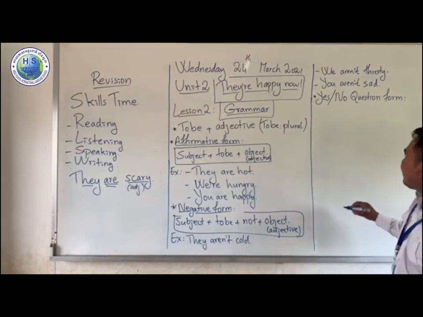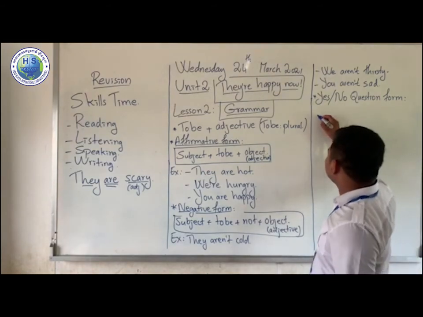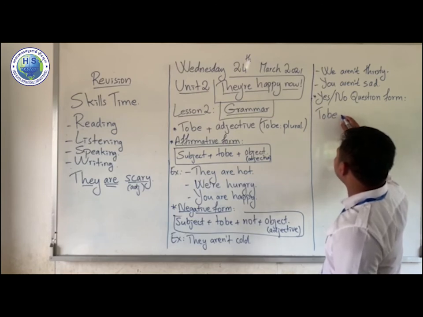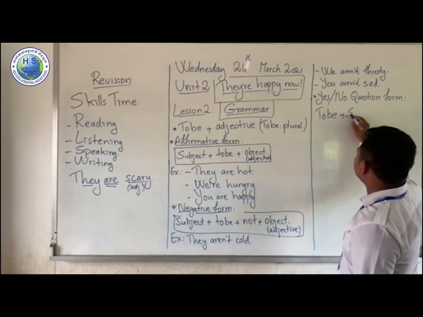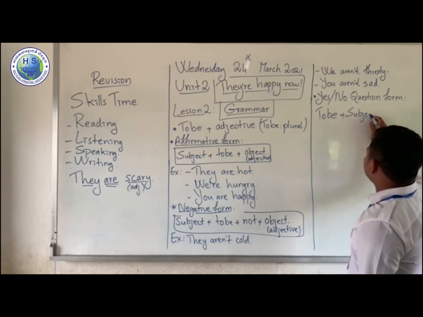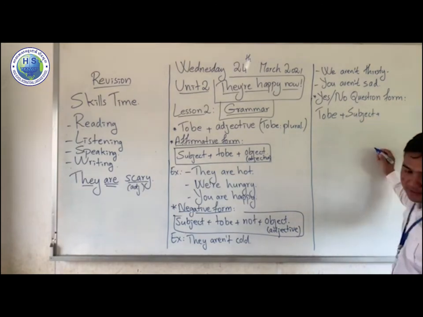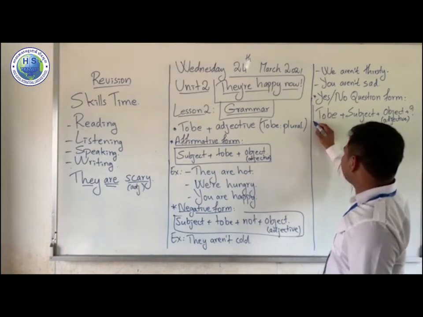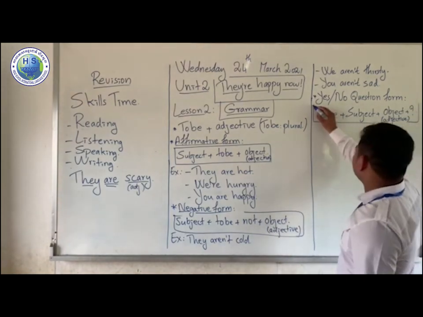Why do we call it yes or no question form? Yes or no question means when we ask, the answer is yes or no. Now look at the form. We use to be to start first. To be plus subject plus object plus question mark. The object here is an adjective.